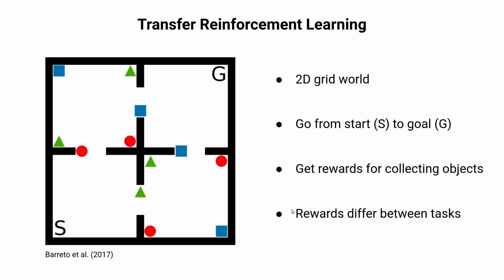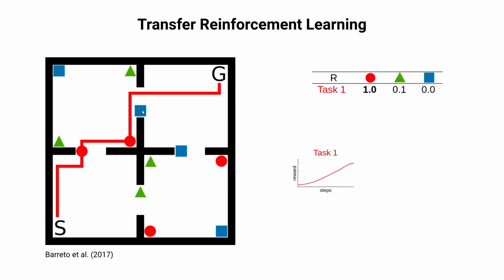In transfer learning, the goal is to transfer knowledge from tasks that we have previously learned to a new task. Consider, for example, this environment where an agent has to navigate from its start state S to a goal state, while collecting objects, here circles, triangles, or rectangles. In the first task, for example, circles receive a high reward, and the agent learns over time this red policy.